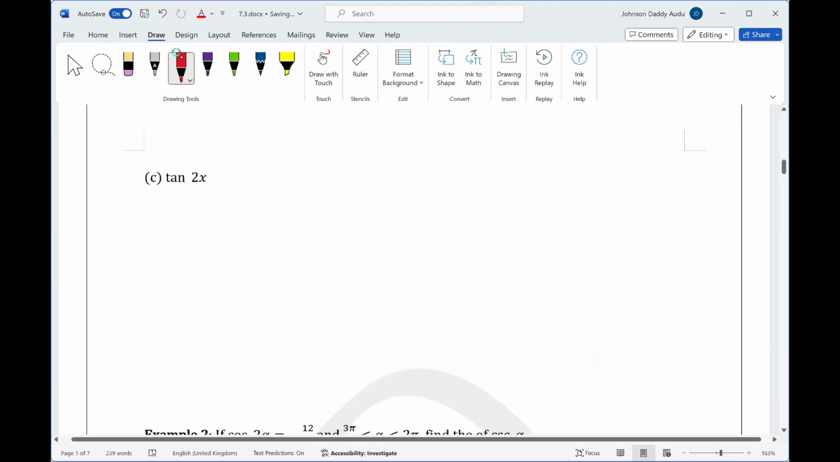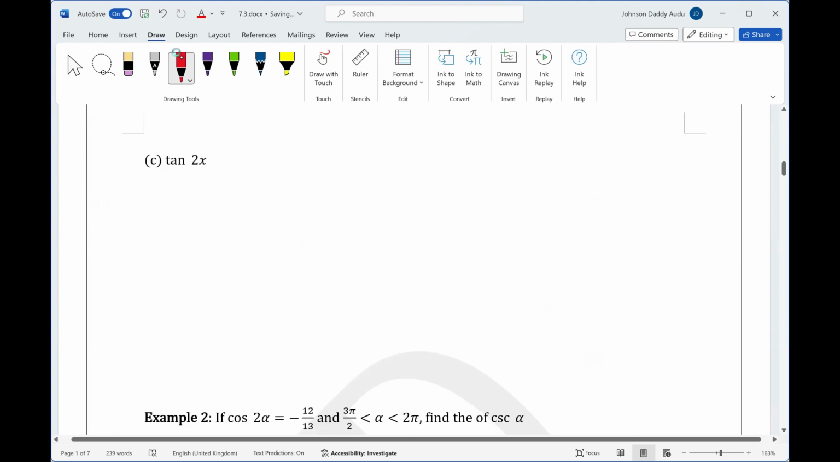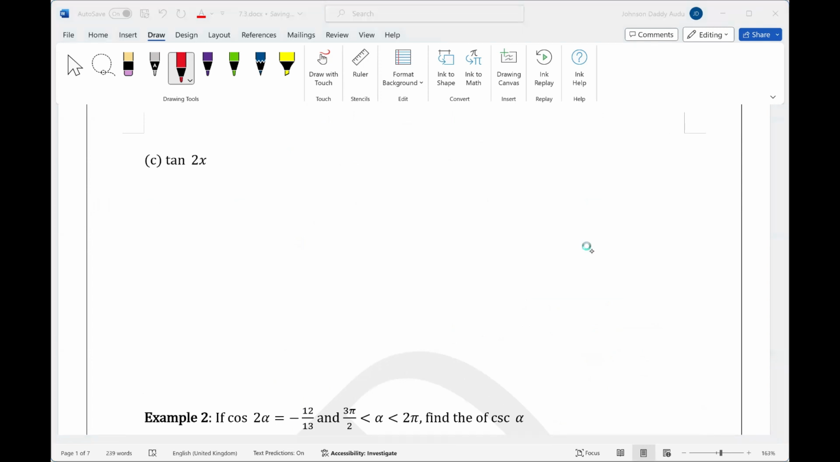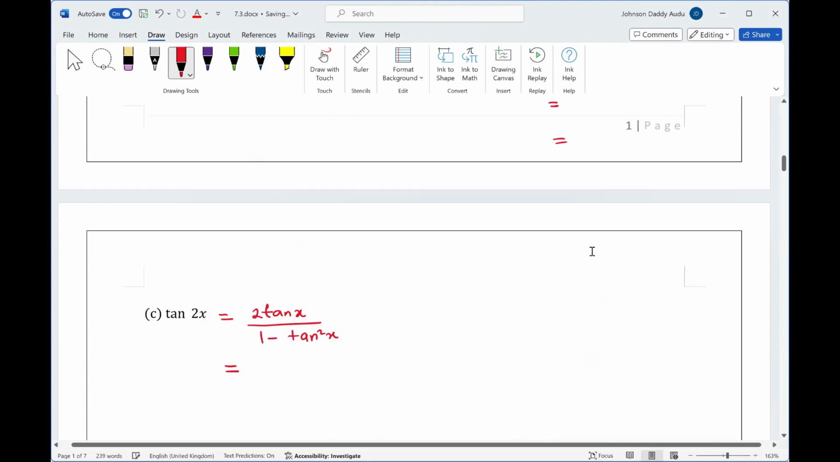So let's go now for tan. All right. So for tan, this is going to be tan 2x, which is 2 tan x over 1 minus tan squared x. So now we have to go and get what is tan x. Remember, we have a diagram.